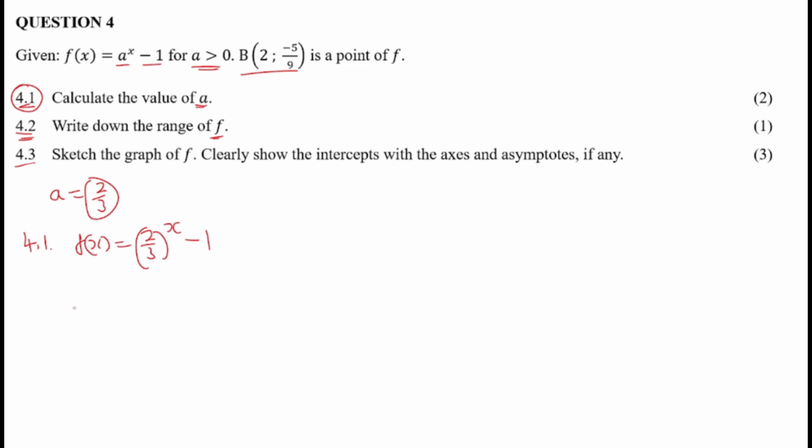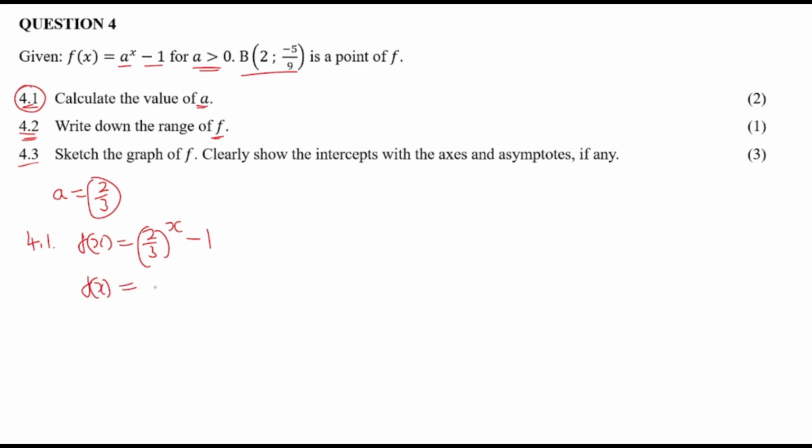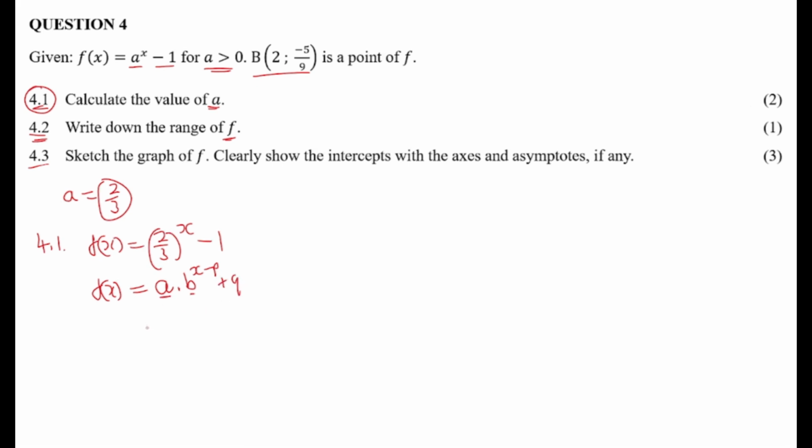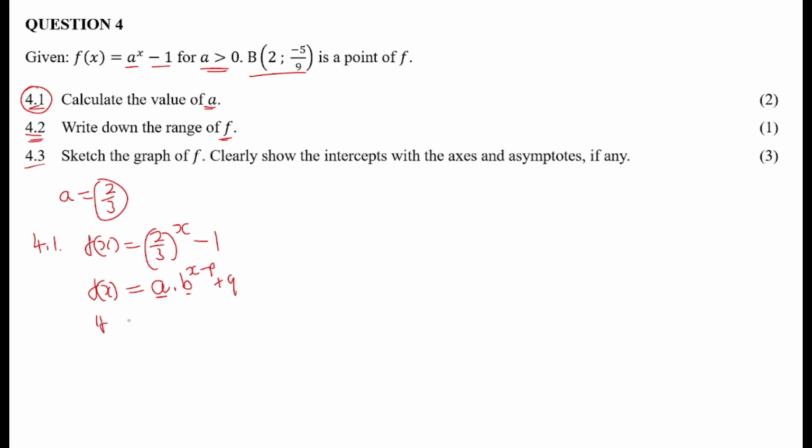Right, I want you to take note of the following. If we have a function like this, f of x is equal to a times b to the power x minus p plus q, a and b will give you the shape of the graph. If a, which is the coefficient here, is greater than 0, meaning a is positive, the graph is above the asymptote. Please take note of that. Let's say this is the asymptote. The graph will be above the asymptote. It can be like this, decreasing, or it can be increasing like this. But it is above the asymptote.